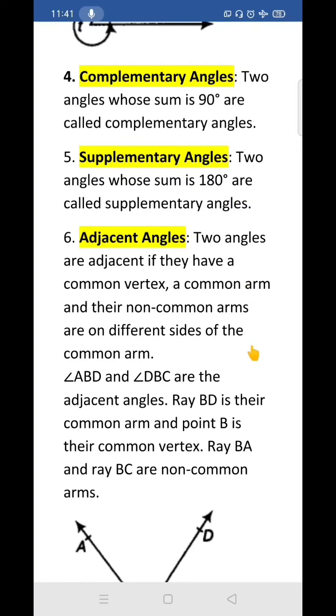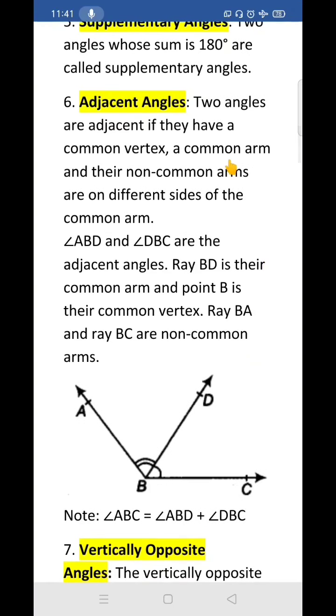The next thing is adjacent angles. Two angles are adjacent if they have a common vertex, a common arm, and their non-common arms are on different sides of the common arm. I'll explain the meaning of this now. First thing: you can see this angle and this angle. The two angles are adjacent if they have a common vertex. See here, for angle DBC and angle ABD, which is the common vertex? The common vertex is B, isn't it?